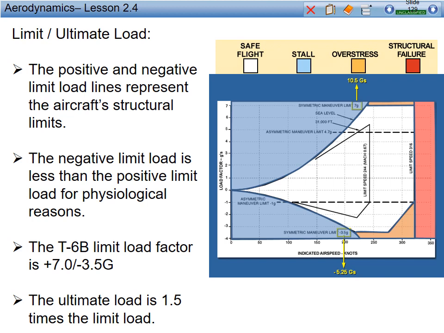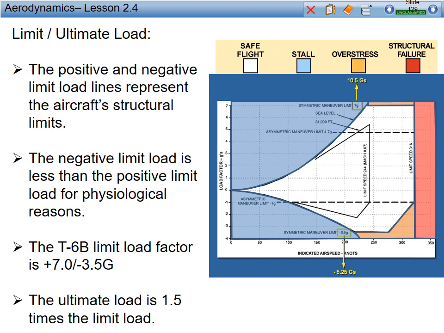Limit load and ultimate load lines. The positive and negative limit load lines represent the aircraft's structural limits. The negative limit load is less than the positive limit load for physiological reasons. Your body can't take negative 3.5 g's, so why would they build the airplane to take more than negative 3.5 g's?